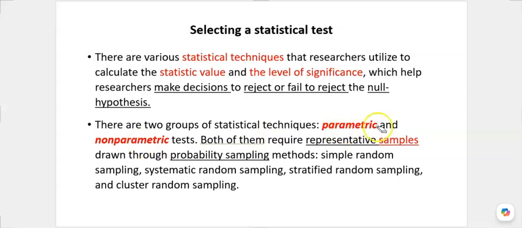Basically, the parametric test, you have to satisfy the assumptions. So each test has assumptions, and when you satisfy those assumptions, that falls in the parametric test category. And if not, we will proceed with the non-parametric test. Both of them require the samples that should be probability sampling. That is like random sampling. That is the principle of the statistical test.